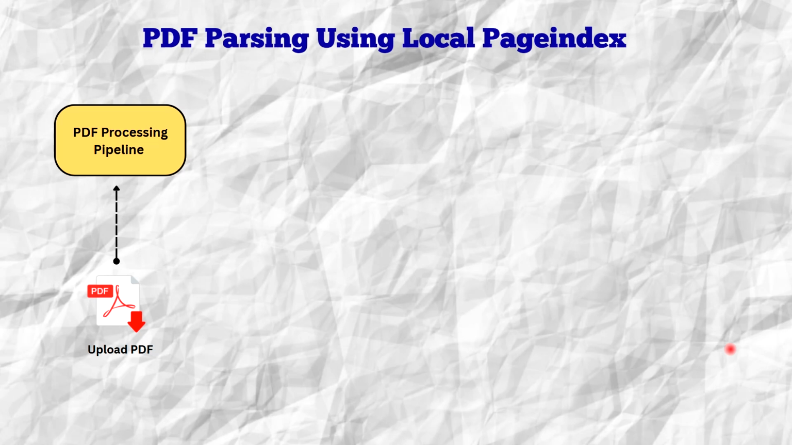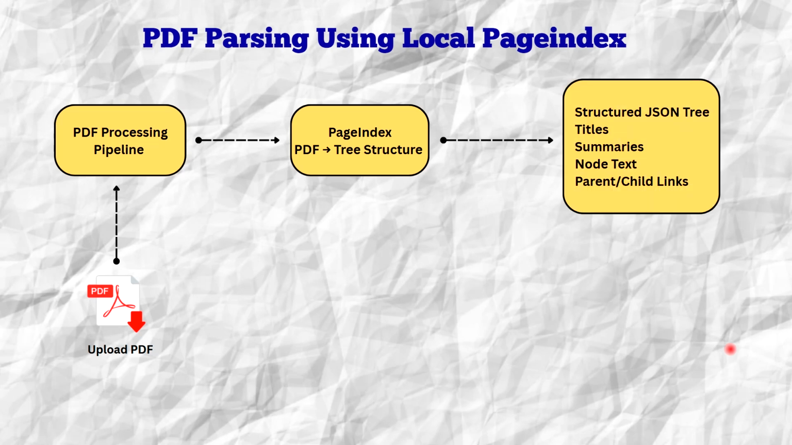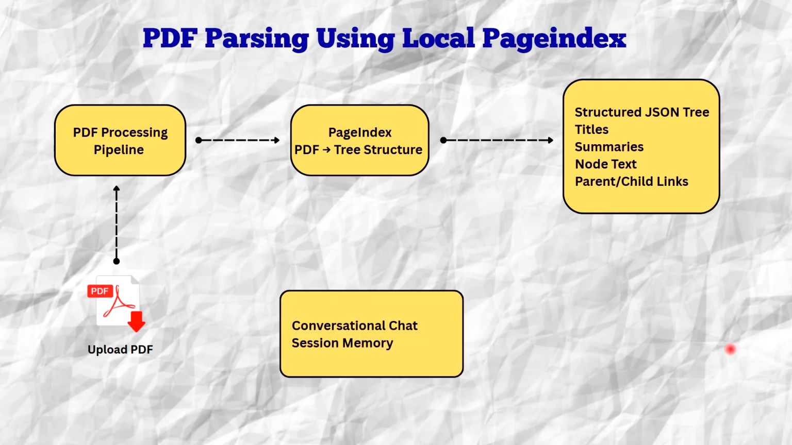During the parsing phase of the local page index, when we upload the PDF, the PDF processing pipeline gets activated, and the local page index creates the tree structure out of the PDF. The titles and summaries get stored into the structured JSON tree. Conversational chat history and the session memory also get stored into the JSON tree.